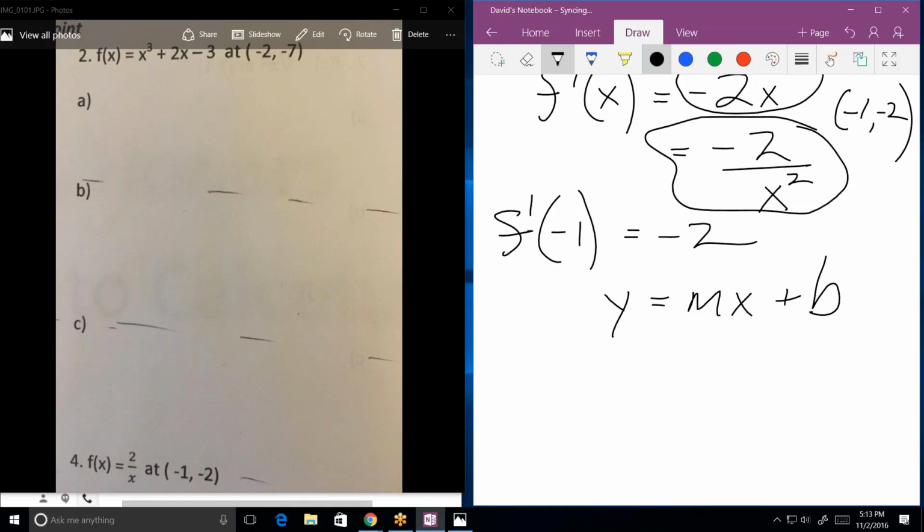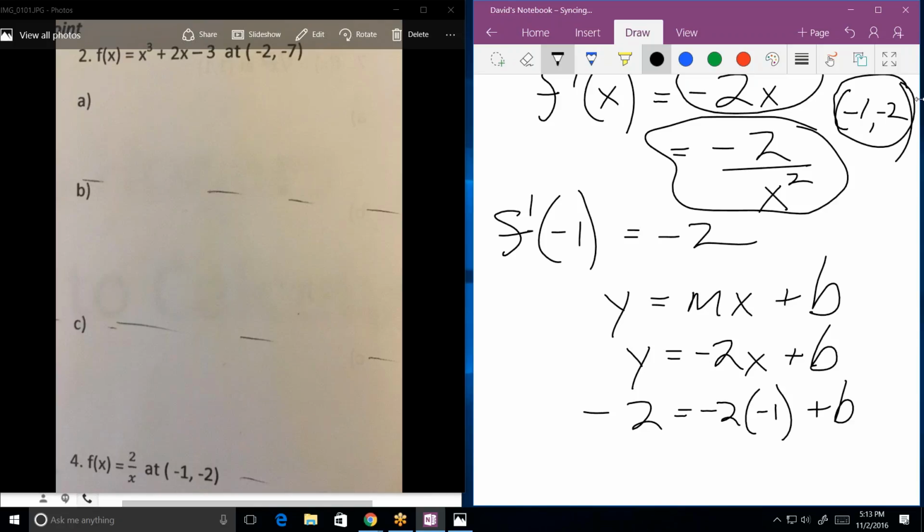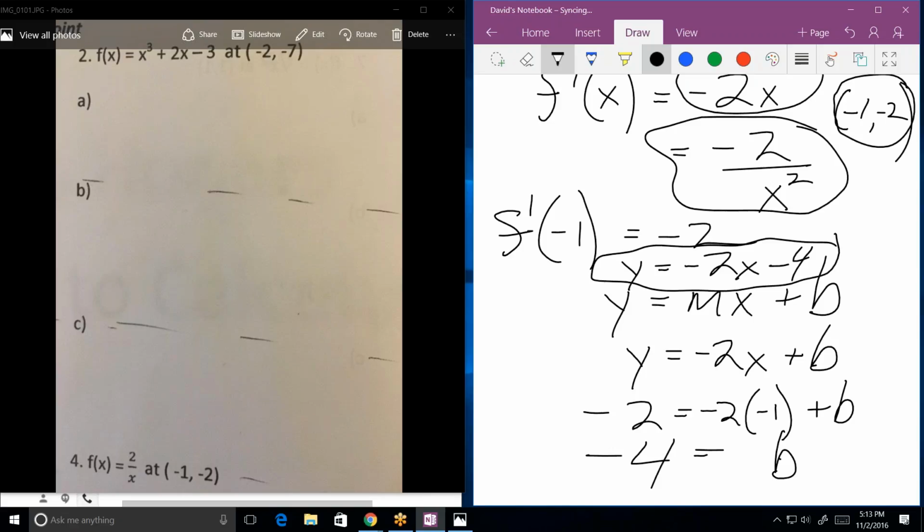In other words, I know that the slope is minus 2, so I know this much of it. And I know it goes through that point. So I can plug in the y-coordinate and the x-coordinate, so I get negative 2 equals minus 2 times minus 1 plus b, and I can solve for b. b equals minus 4. Now I know the equation of the line. The equation is y equal minus 2x minus 4. So that's another way to do it. But notice that it was 1, 2, 3 steps.